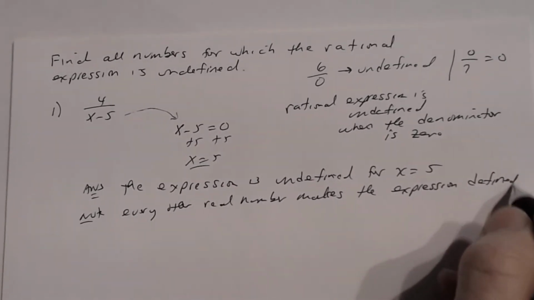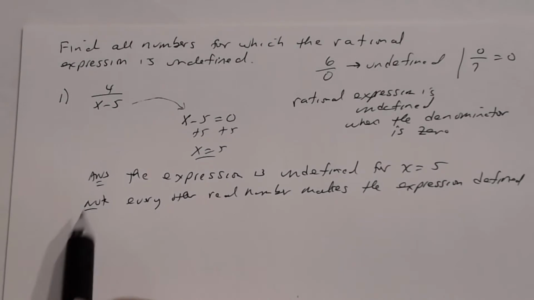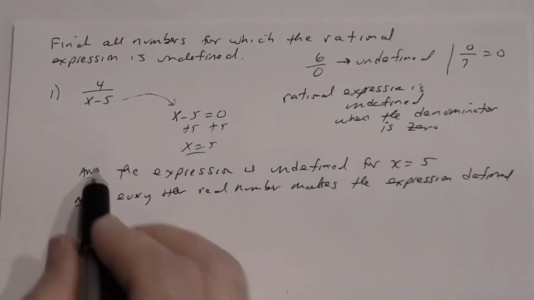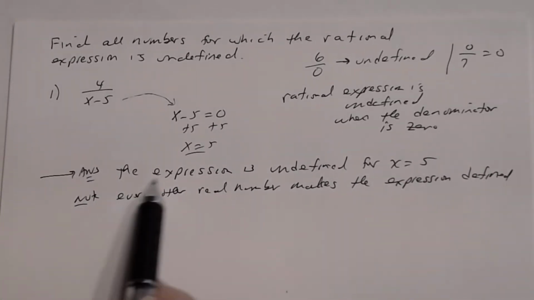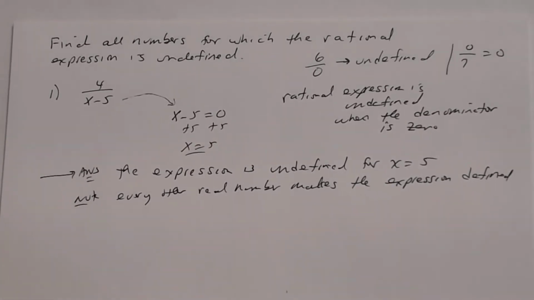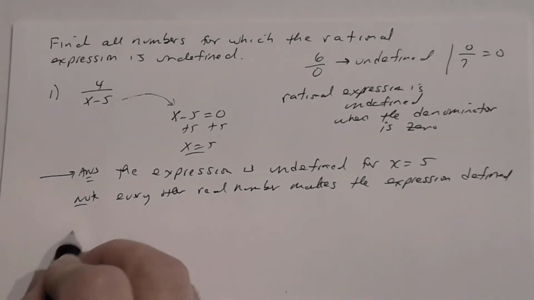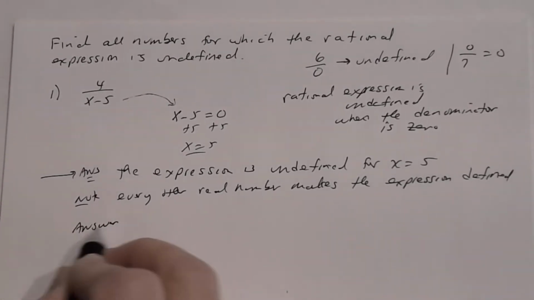All right, so that's what that means. Now let me go ahead and talk about the way you can write the answer. You can write the answer as: the expression is undefined for x equal 5. Sometimes, depending on the textbook, the answer could be written as this. Okay, so you can say this.